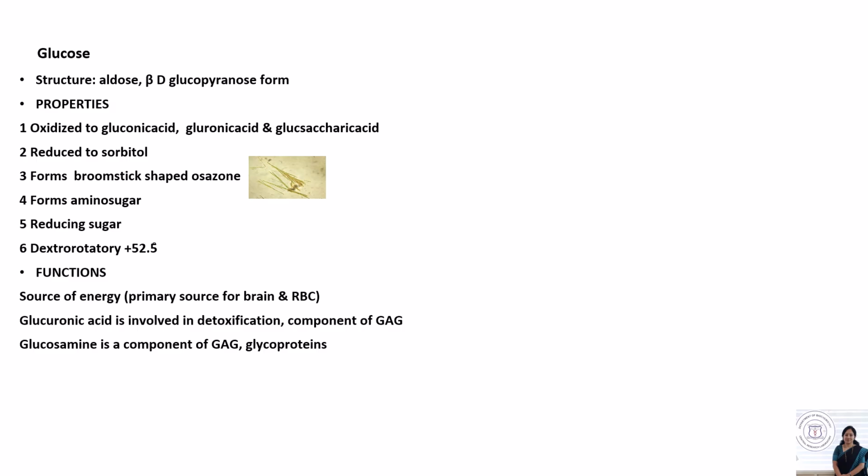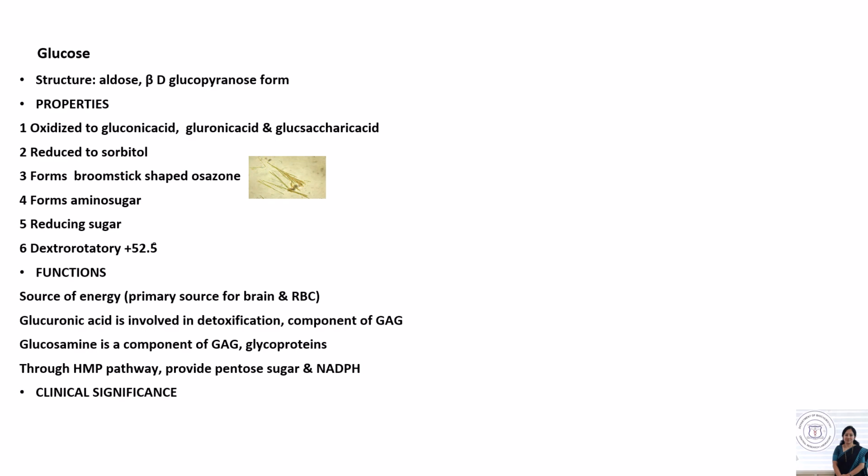Glucosamine, which is formed by removal of the OH group at position 2 with replacement by an amino group, is a component of glycoprotein, and it is also a component of glycosaminoglycans, mainly hyaluronic acid and heparin. Now, glucose through the HMP pathway provides pentose sugar for the formation of nucleic acids, DNA and RNA. Mainly the ribose sugar is involved in the formation of DNA and RNA. And through the HMP pathway, it provides NADPH, which is used for reductive biosynthesis of fatty acids, cholesterol and steroid hormones.